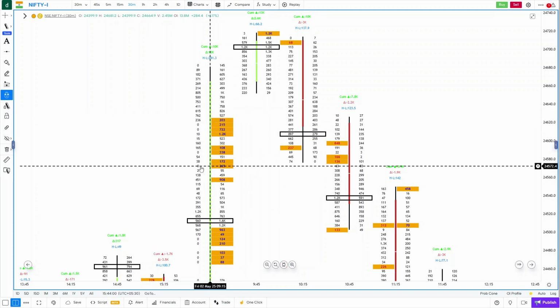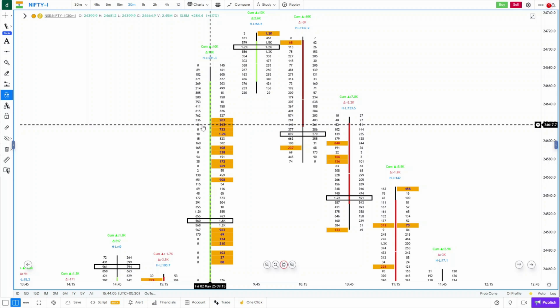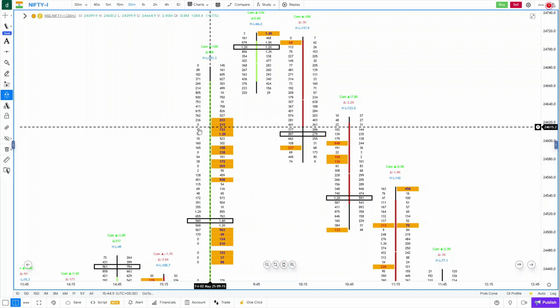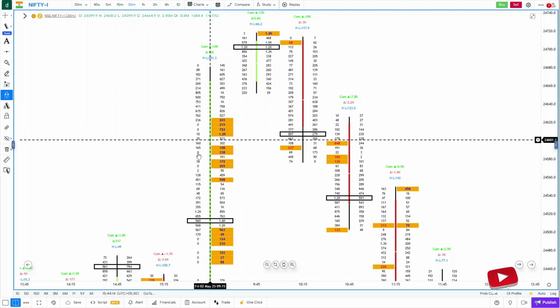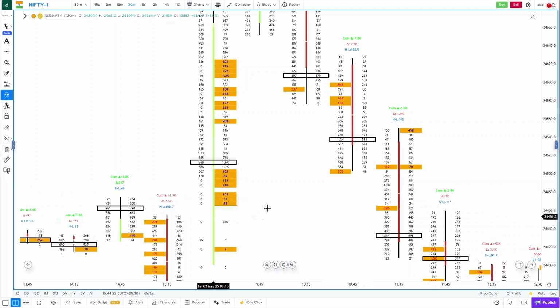Same thing even in the middle. If you look at the zeros, these zeros represent a complete lack of passive buyers here, because the prices have moved so fast. Passive orders have not got executed around these zero areas. 1 you can ignore, 2 you can ignore, but you have plenty of zeros even at the lower levels.